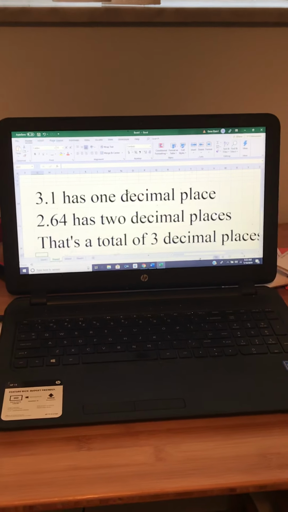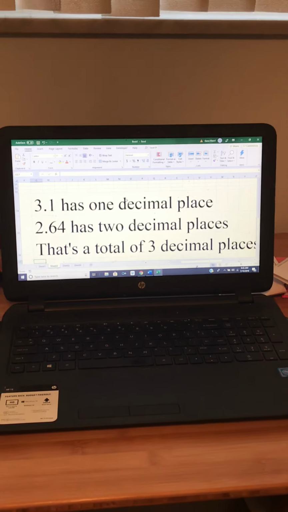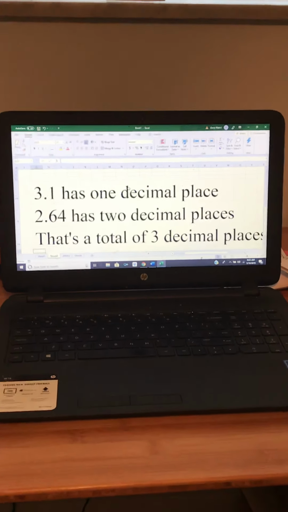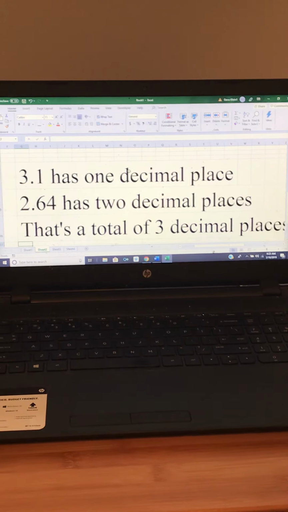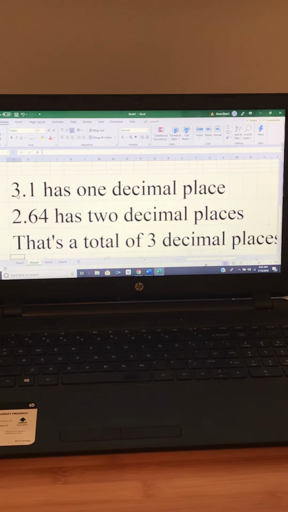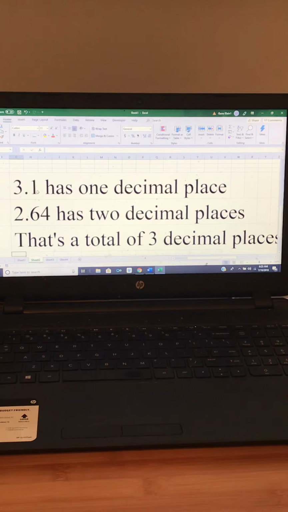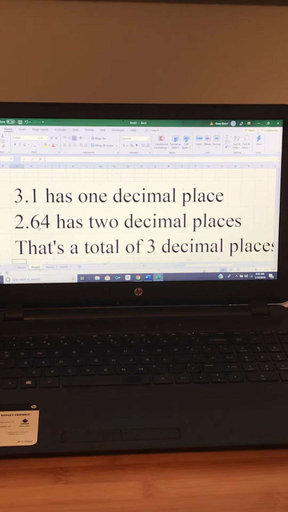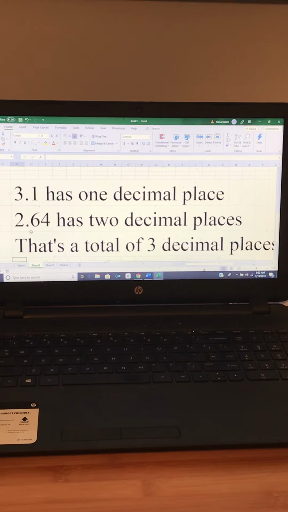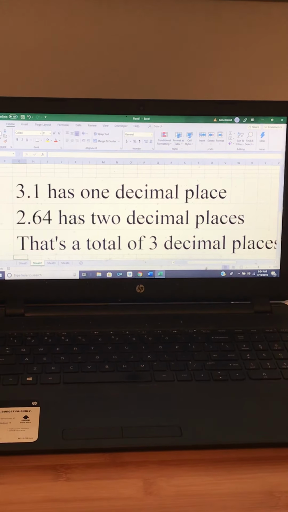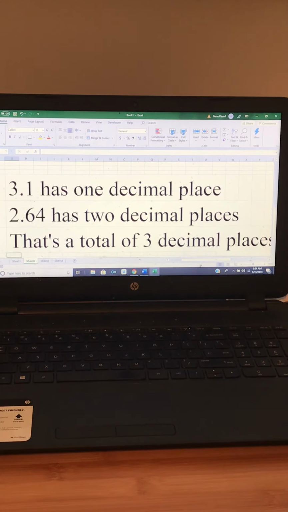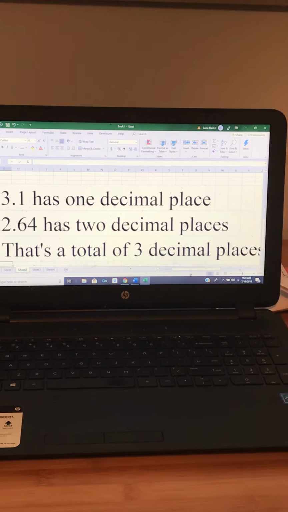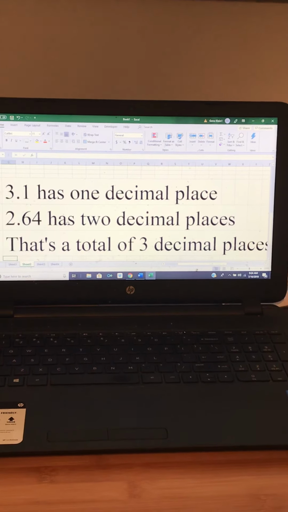Okay, let's look at the next quote-unquote PowerPoint. I had said we're not going to align the decimal point. What we are going to do is add the total number of decimal places in the problem. 3.1 over here has 1 decimal place. After the decimal, there's 1 place. 2.64 has 2 decimal places after the decimal. That's a total of 1 plus 2 equals 3 decimal places. Notice that we've reduced, to some extent, the multiplication problem to a simple addition problem.